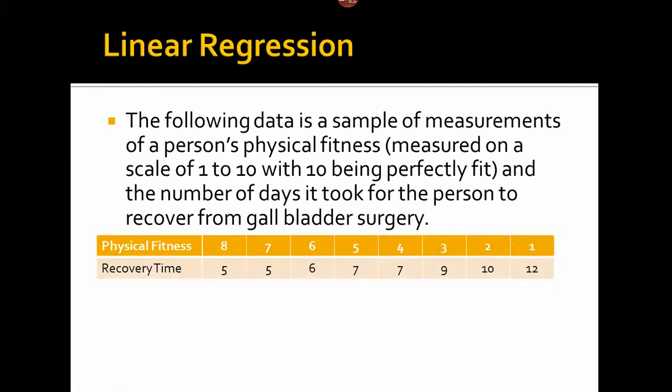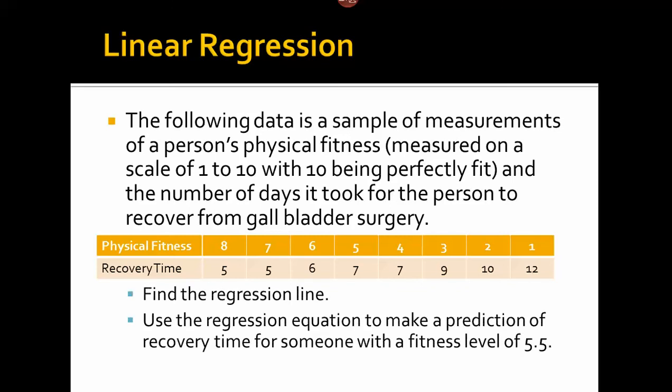All right, so finally here, we have some data. I want you to clear out your screens and go ahead and figure out which one you think is a predictor, which one is the response. Plug those into your lists, and then find the appropriate regression equation. So find the regression line, and then use the regression line to make a prediction of the recovery time for someone with a fitness level of 5.5.